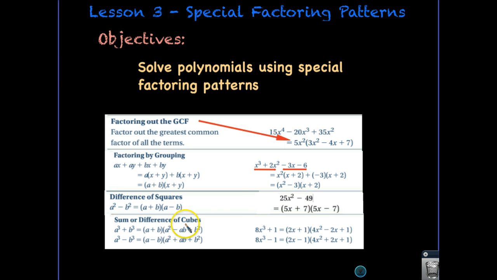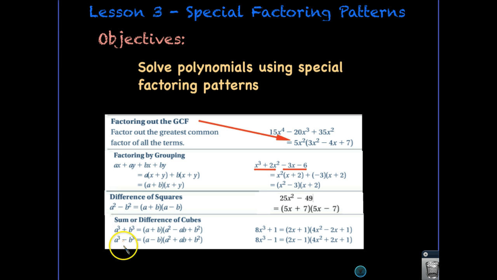This new special factoring pattern looks a little bit long, but if you pause the video and write this in your notes, all you have to do is follow these formulas and you'll be able to factor a sum or difference of cubes. So go ahead and pause and write this down. Okay, hopefully you've written it down.